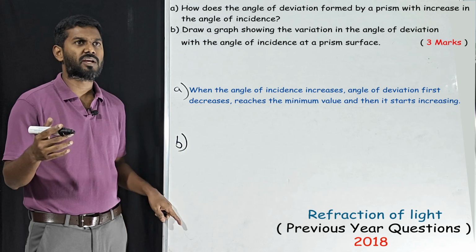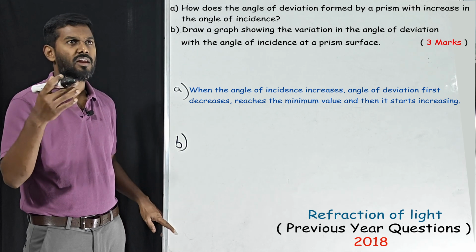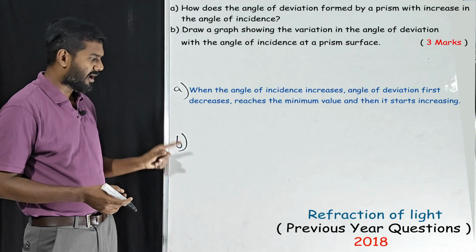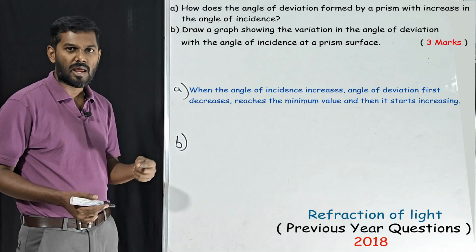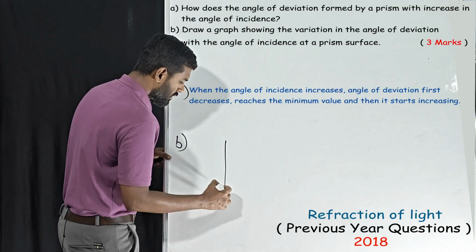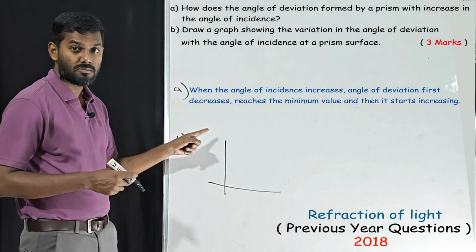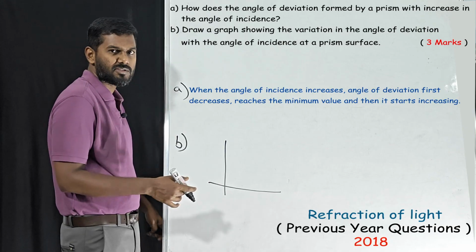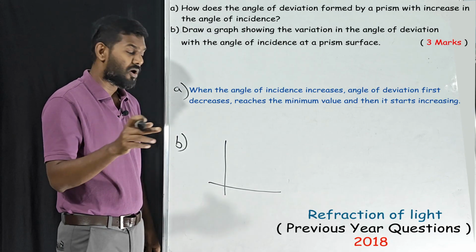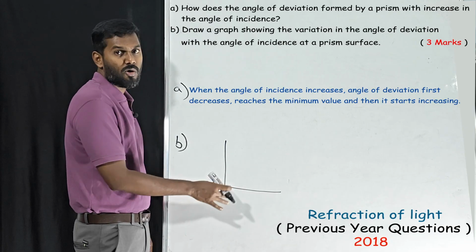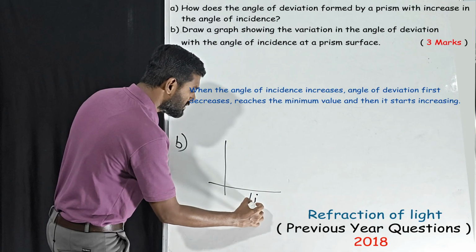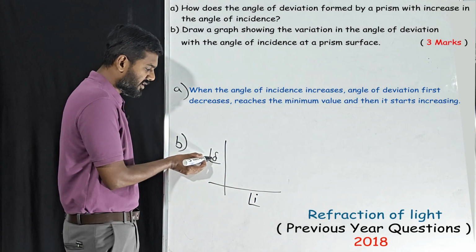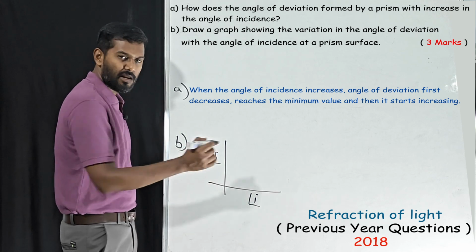Second one, draw a graph showing the variation of angle of deviation with angle of incidence at the prism surface. Whatever we have mentioned, we have to show on the graph. See, again use the scale. Not only drawing the graph is important, you have to know where to write the coordinates. So this is angle of incidence, this is angle of deviation, and this is the symbol for deviation.